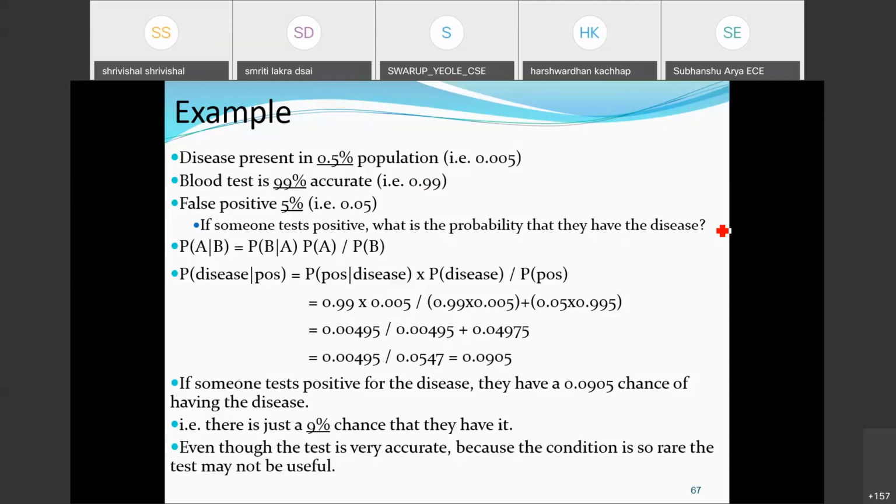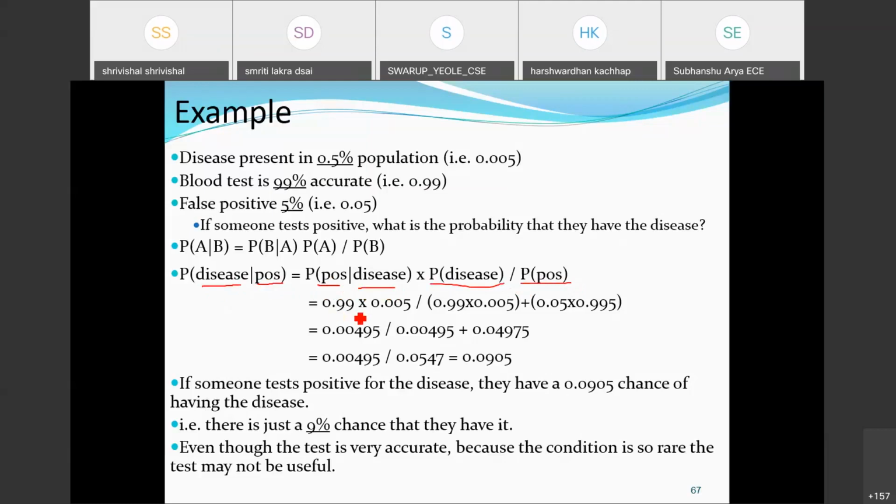So just map it with our basic Bayes formula. Probability of A given B is equal to probability of B given A, multiplied by the probability of A, divided by the probability of B. Here we are interested in finding out, given a confirmed positive, what is the probability that the person has the disease? It will be equal to the probability of testing positive given the disease, multiplied by the probability of disease, divided by the total probability of being positive.